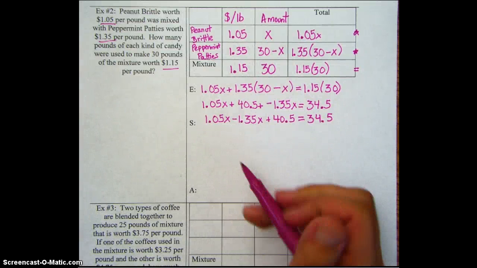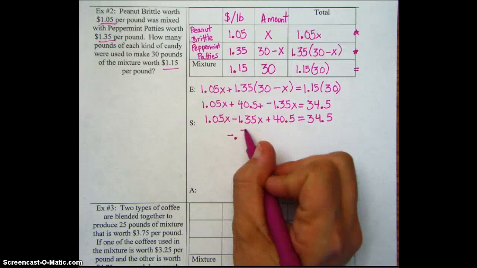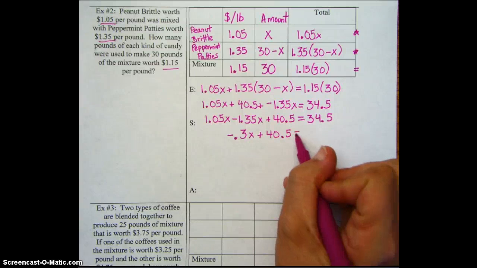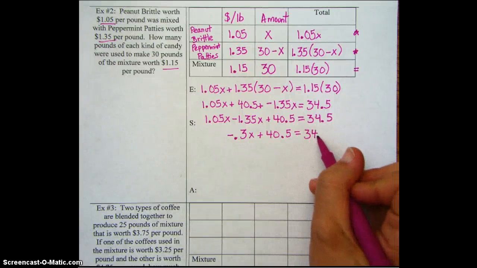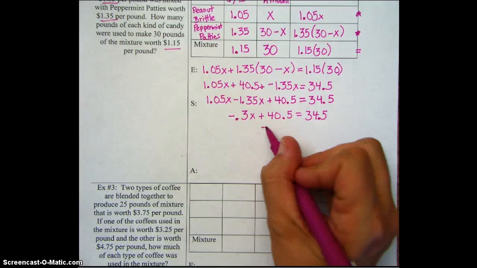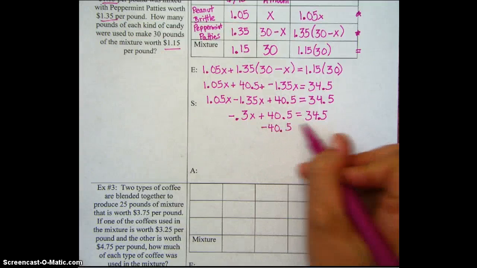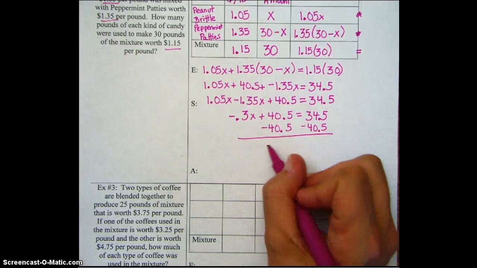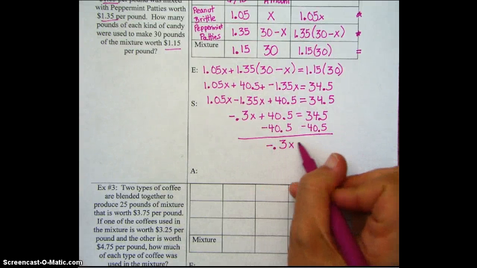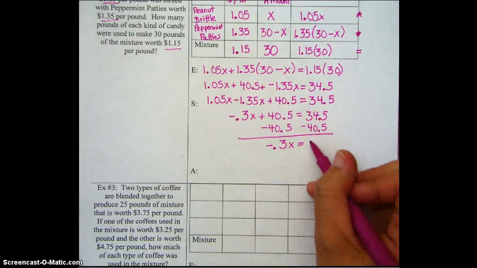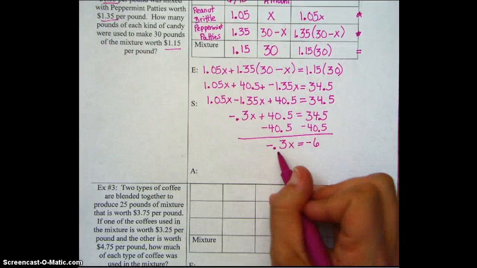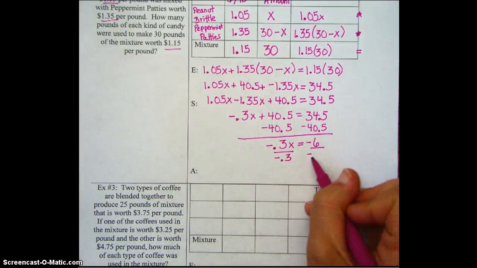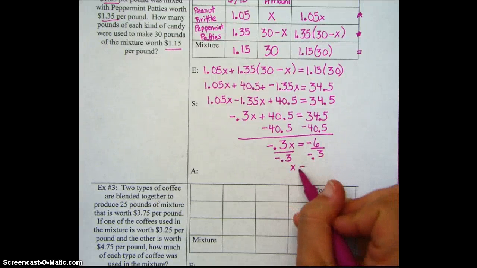When you subtract those numbers, we're going to get negative 0.3x plus 40.5 equals 34.5. To isolate the variable now, we need to subtract 40.5 from both sides. And again, we're going to end up with a negative, but the two negatives will cancel out at the end. 34.5 minus 40.5 gives us negative 6. And then we need to divide by negative 0.3. When we do that, we will get x equals 20.